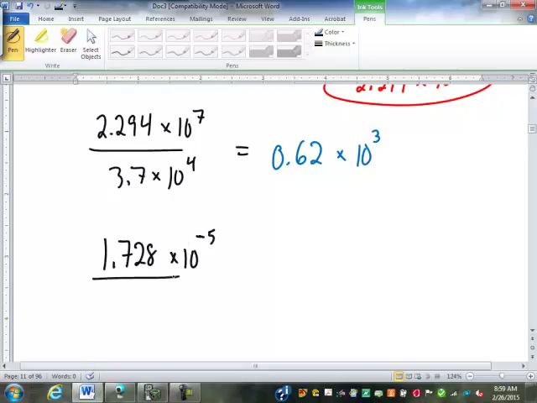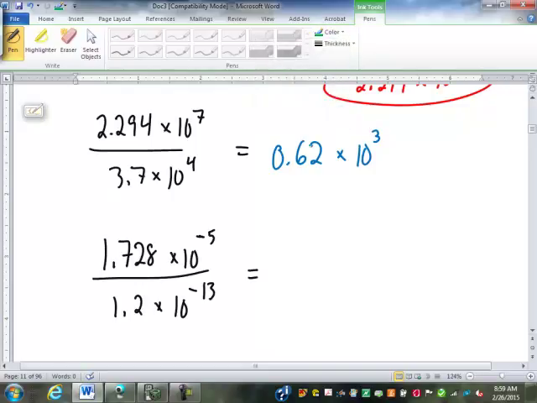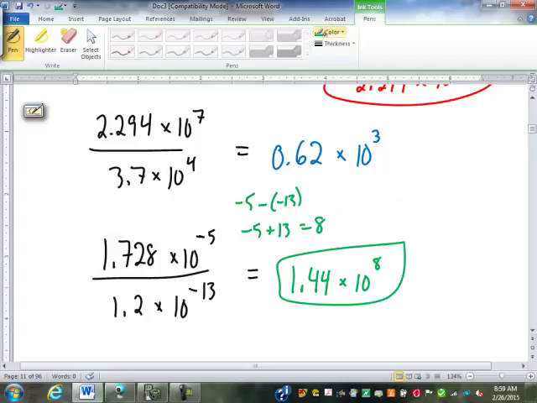So let's take 1.728 times 10 to the negative 5th divided by 1.2 times 10 to the negative 13th. Let's do the numbers first. 1.728 divided by 1.2 is 1.44 times 10 to the... Careful. Negative 5 minus a negative 13 is negative 5 plus a positive 13, or 8. 10 to the 8th.